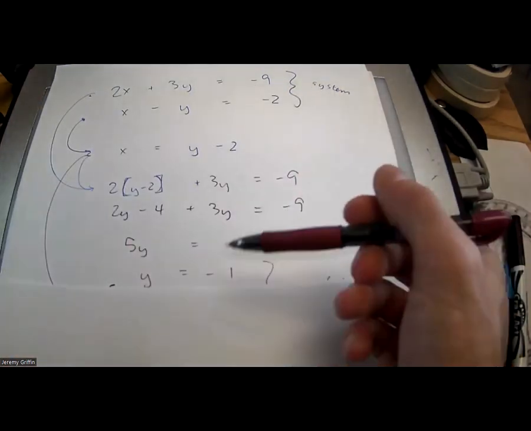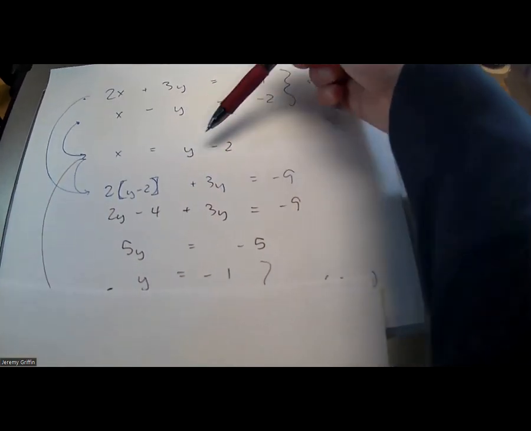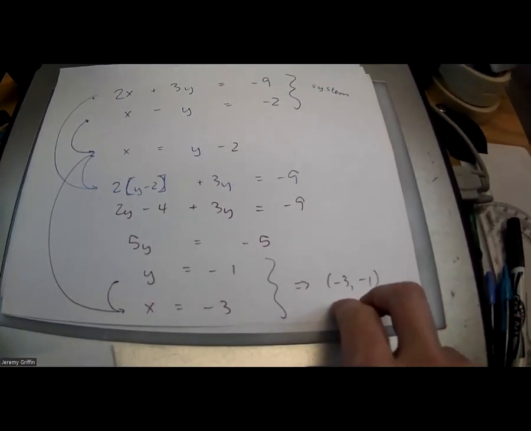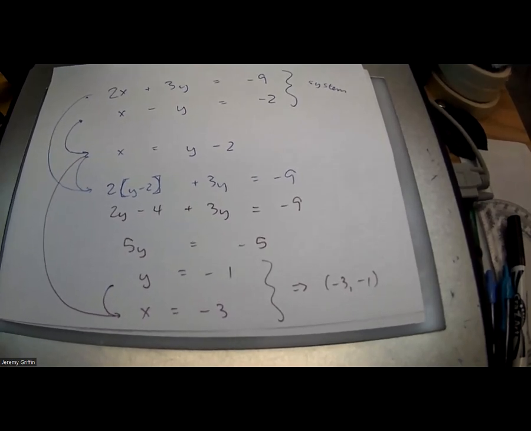You still need x. And the fastest way I think to get there is just to plug the answer for y right here. Negative 1 minus 2 is negative 3. So there you go. There's your coordinate. Negative 3, negative 1, because it's x, y, right? So maybe you got there a different way, but that's one way to do it.